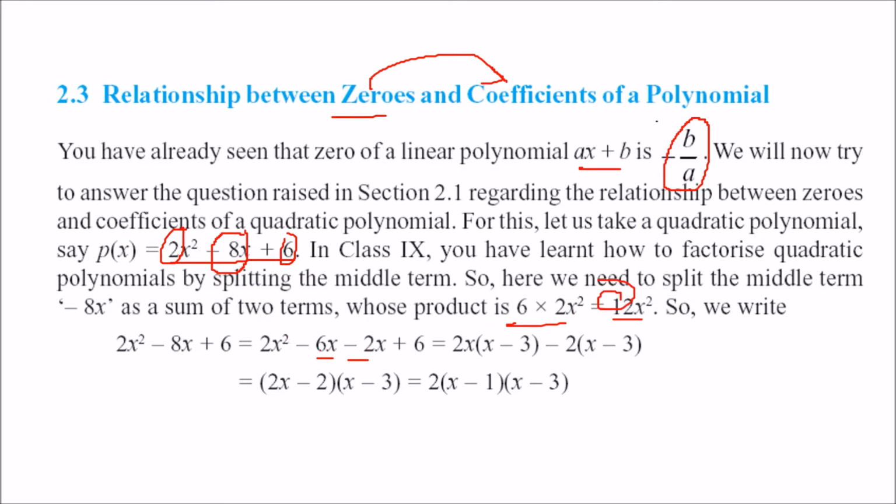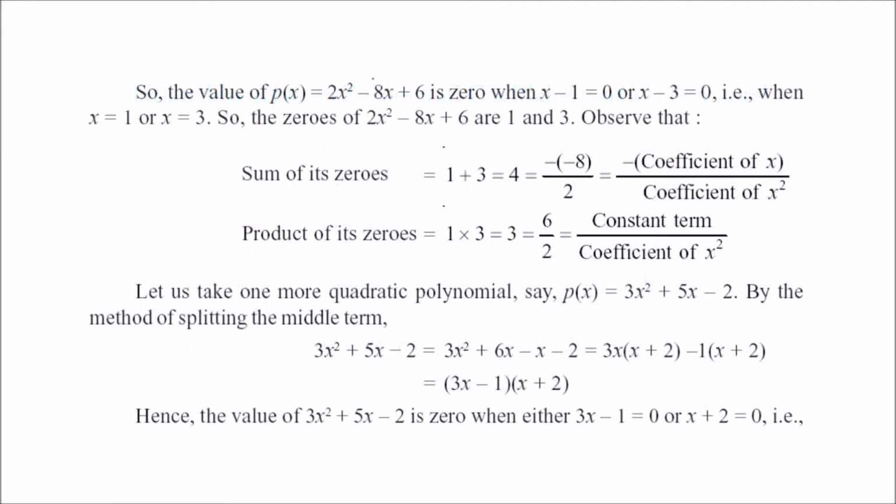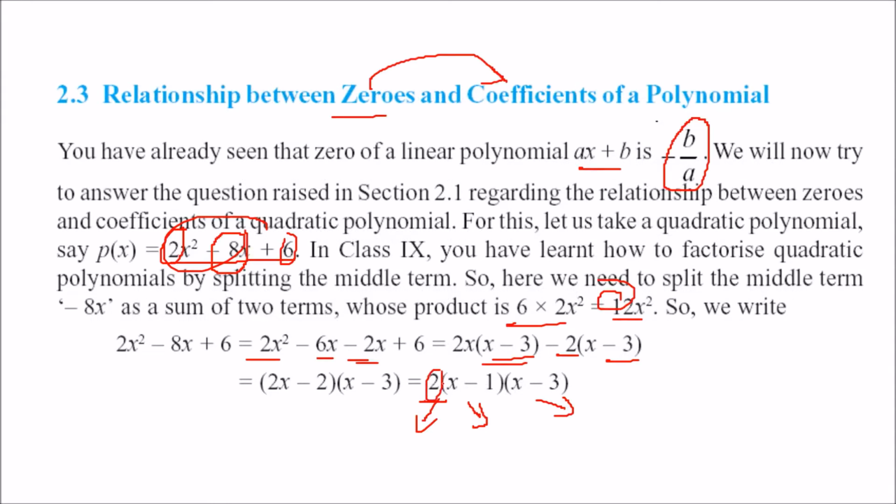So ultimately what you have done is you have arranged it so well that you can take 2x out and x minus 3 inside. Again, you can take minus 2 out from here, x minus 3. Now you can take out x minus 3 as a whole, and you will be left with 2x minus 2. You can take 2 out also. So now this equation has three factors: 2, x minus 1 and x minus 3. 2 cannot be 0.